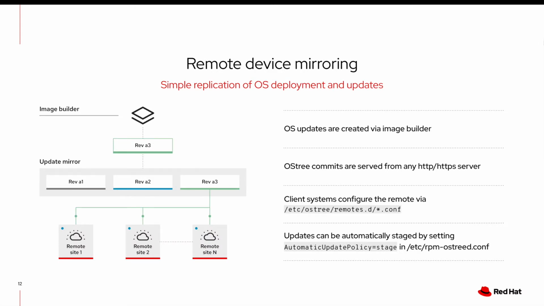Red Hat Enterprise Linux for Edge updates are created via Image Builder by generating additional RPM OS tree commits. Providing access to these updates is as simple as hosting the commits on any web server. This simplifies the requirements for the infrastructure that will distribute updates and provides additional flexibility. With the automatic update policy setting set to stage, clients will periodically check the web server for available updates and stage them to take effect during the next reboot.